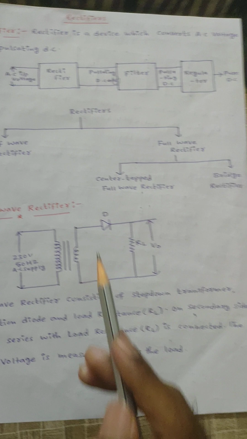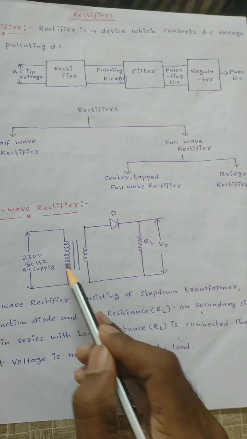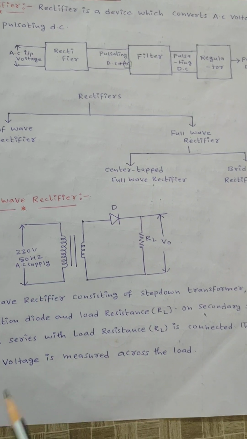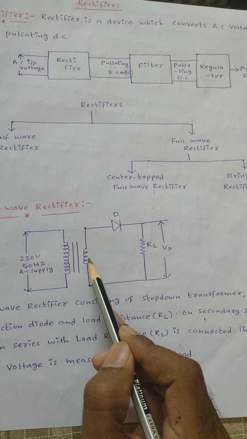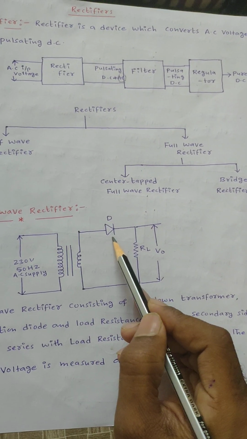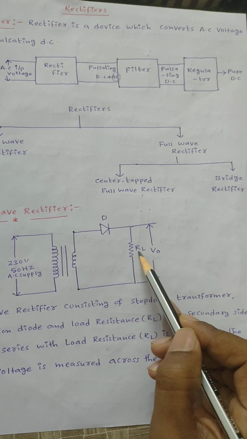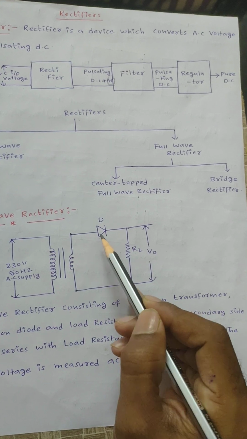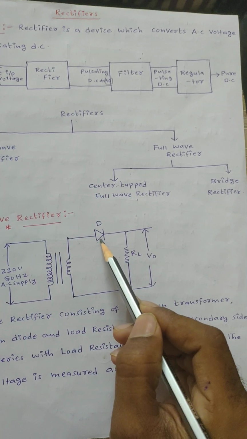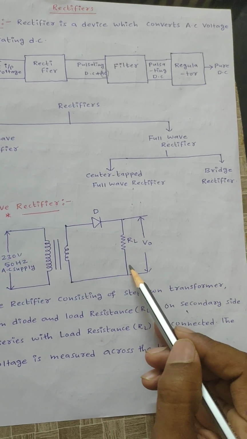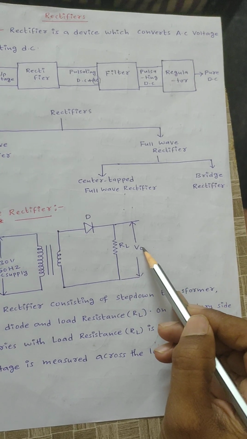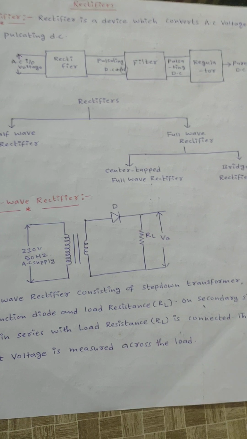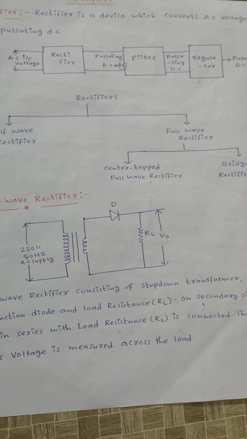Here is the arrangement of a half wave rectifier. It consists of a step down transformer, a PN junction diode, and a load resistance RL. On the secondary side of the transformer, the PN junction diode is connected in series with the load. The output voltage is measured across the load. This is the construction of a half wave rectifier.